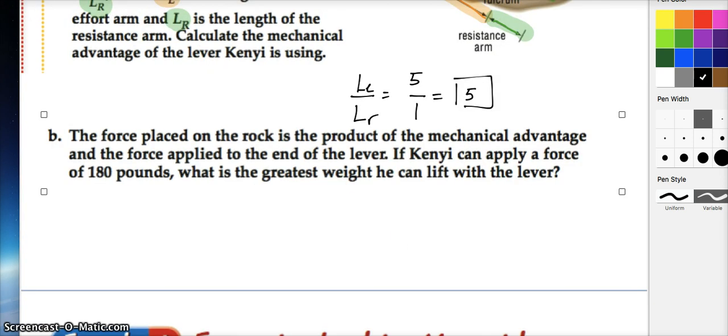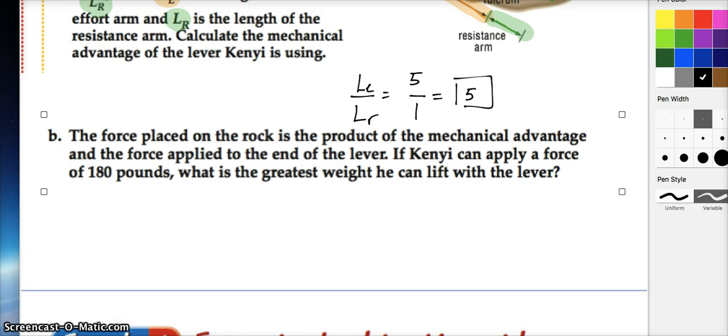So here's part B of that problem. It says that the force placed on the rock is the product of the mechanical advantage and the force placed by the end of the lever. If Kenyi can apply a 180-pound force, what is the greatest weight he can lift with his lever?